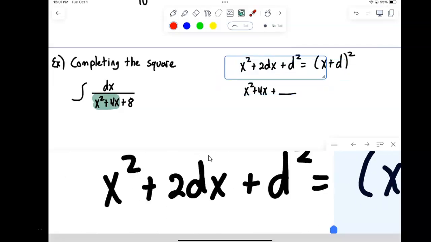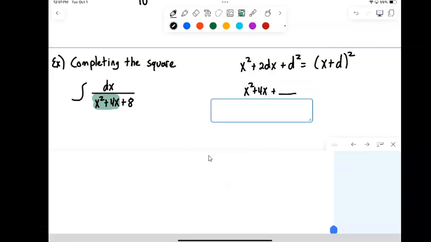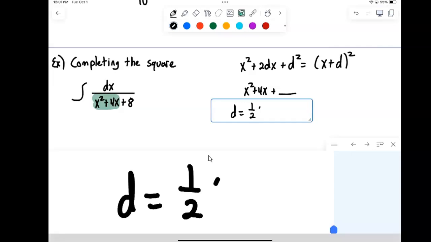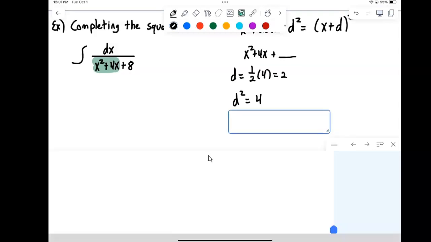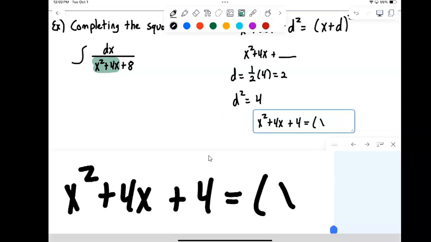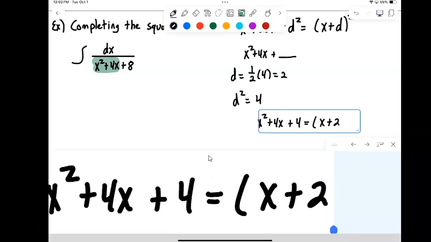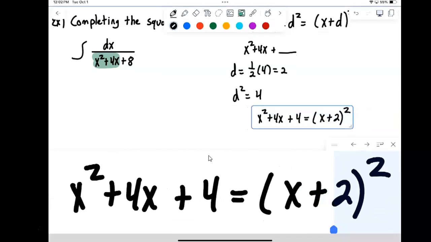Well, notice that d is always going to be half of whatever the x term is. So d is always just half of that number. In this case, 2. And so d squared will be 4. So we would need to have x squared plus 4x plus 4. Then we could factor that as x plus d, x plus 2 in this case, quantity squared. Okay, so that's the key idea.